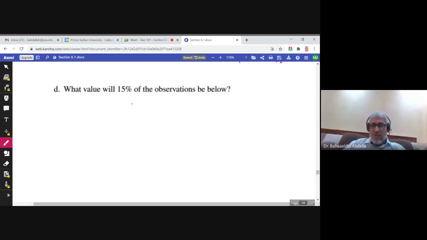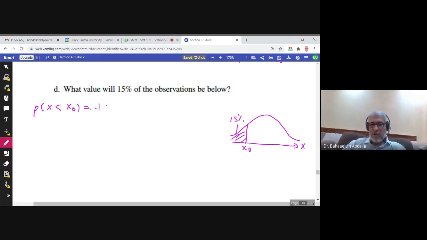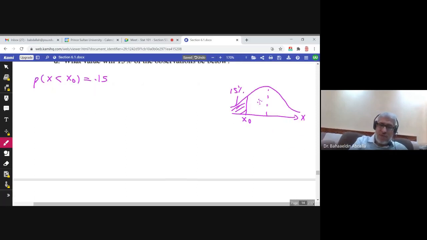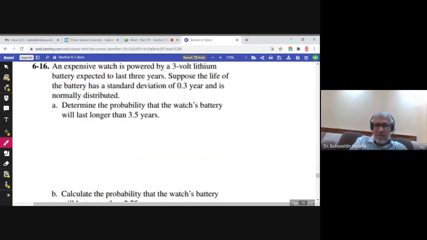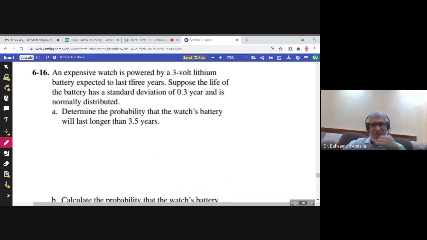What value will 15% of the observations be below? So I'm searching for an X value in which 15% of the observations are below this value. So I know that the probability that X is less than X0 is 0.15. Okay, I will use 0.35, this area, to find Z0, which has to be negative in this case, and then I find X0.